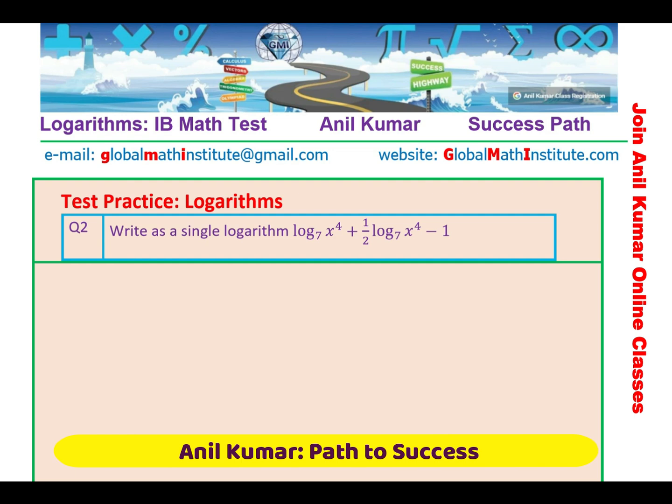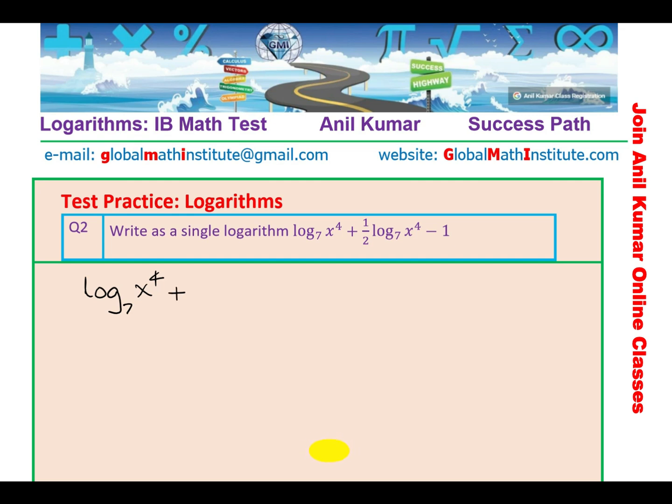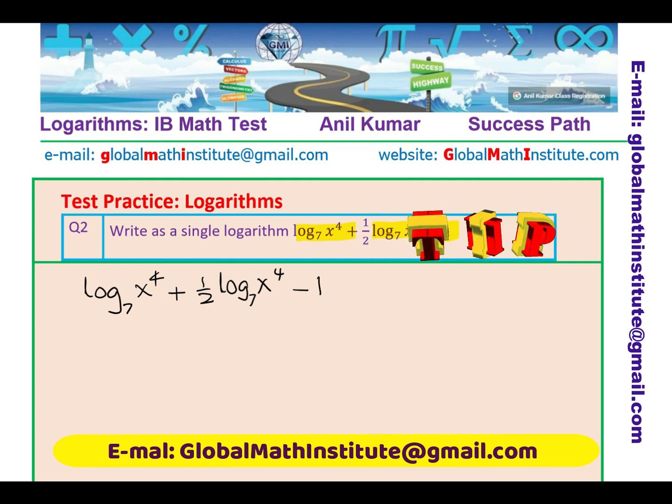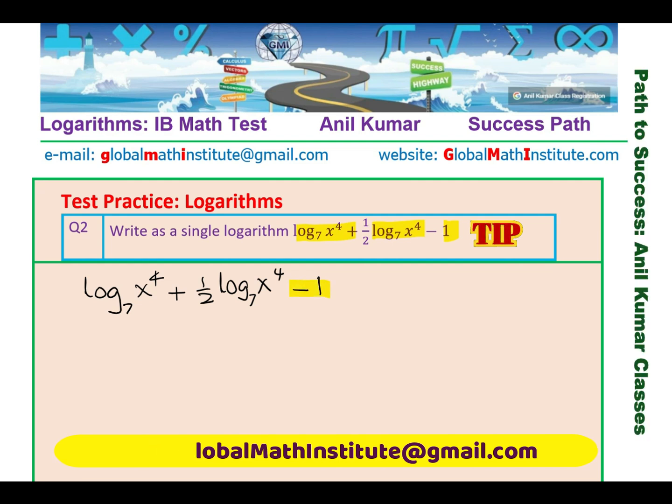Here is now question number 2, which is write as a single logarithm. The logarithm given to us is log to the base 7 x to the power of 4 plus half log to the base 7 again x to the power of 4 minus 1. So this looks a very simple question, but it is different from many which we have seen so far. The idea is that we took these two things exactly the same and we took a number which does not have a log in it. Now how do I combine it? That becomes a challenge, right? So how do I work with this minus 1? That is what our main focus is at the moment.